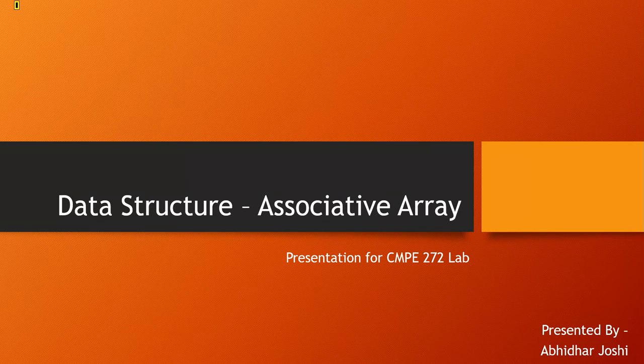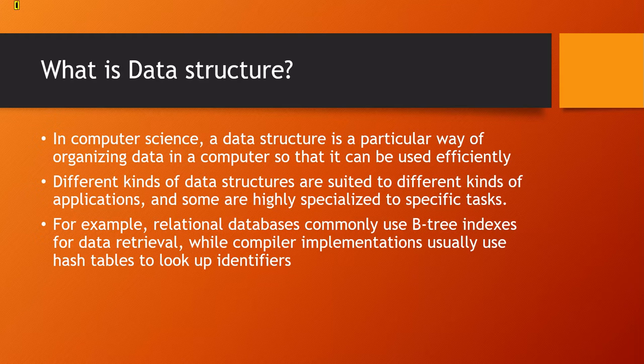So let's get started. What exactly is a data structure? We could say that in computer science, it is a particular way of organizing data in a computer so that it could be used or retrieved effectively. There are various kinds of data structures which are suitable to various kinds of applications and scenarios, and some are very specifically specialized for specific tasks.